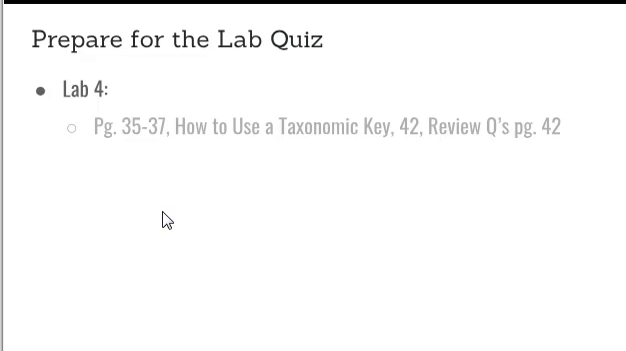For lab 4, reread pages 35 through 37, be able to use a taxonomic key like the one on page 42, and be able to answer the review questions on page 43.